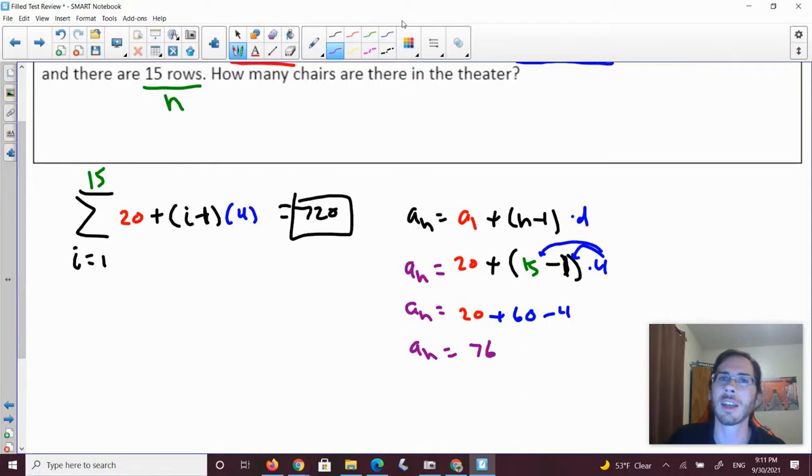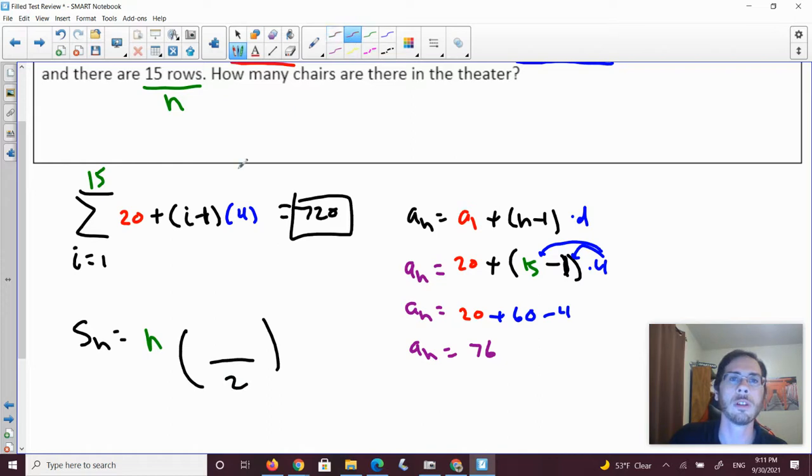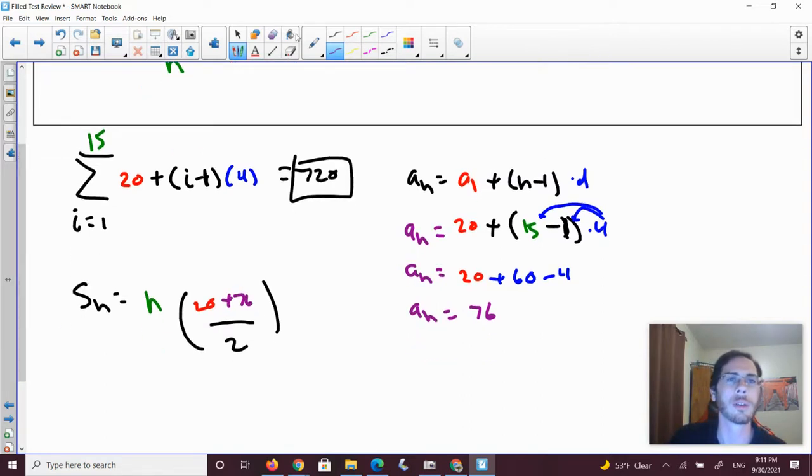But now that I know A sub n, I got another formula to do, right? I got to do S sub n is going to be n times parentheses, A sub 1, A sub 1 was 20, plus 76, divided by 2. I wanted to do the formula first. Let's not plug in yet. Let's just write the formula down. A sub 1 and A sub n. All right, now let's fill them in. So S sub n is equal to, n is 15 because we've got 15 terms.